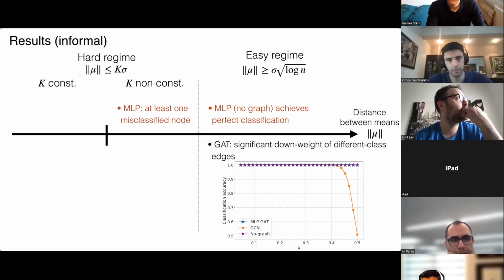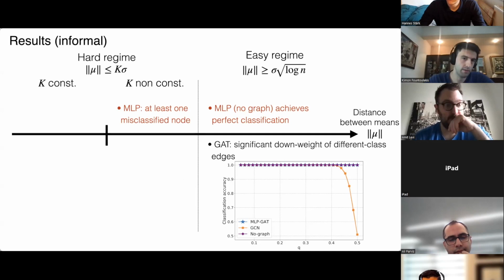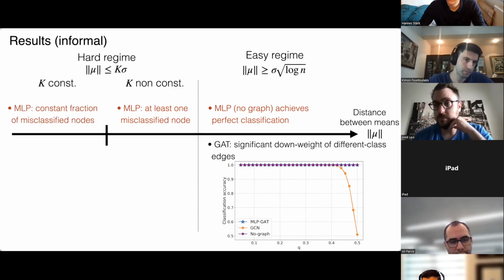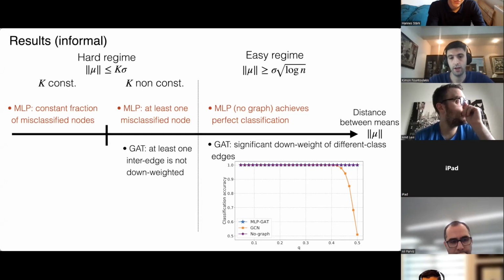So for the MLP, again, no graph is used here. If K is non-constant, you're going to have at least one misclassified node. If K is constant, you're going to have a constant fraction of misclassified nodes. And now the big question is what happens to GAT? So for GAT, let's first talk about edge weights.